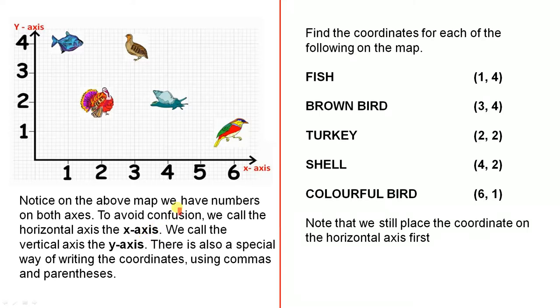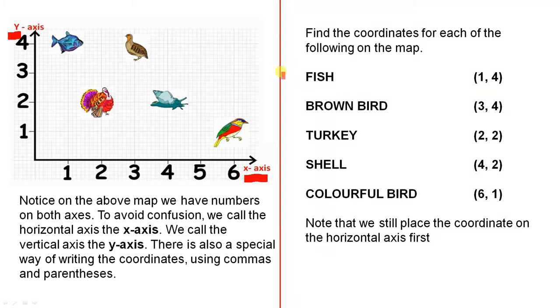Now this is very interesting because you remember when we write down coordinates we have to use the horizontal axis first. And the best way to remember this is in the alphabet when you are saying the letters of the alphabet. X comes before Y. So X always comes first, which means the x-axis always comes first. There is also a special way of writing the coordinates using commas and parentheses. Let's look at some examples. Find the coordinates for each of the following on the map.